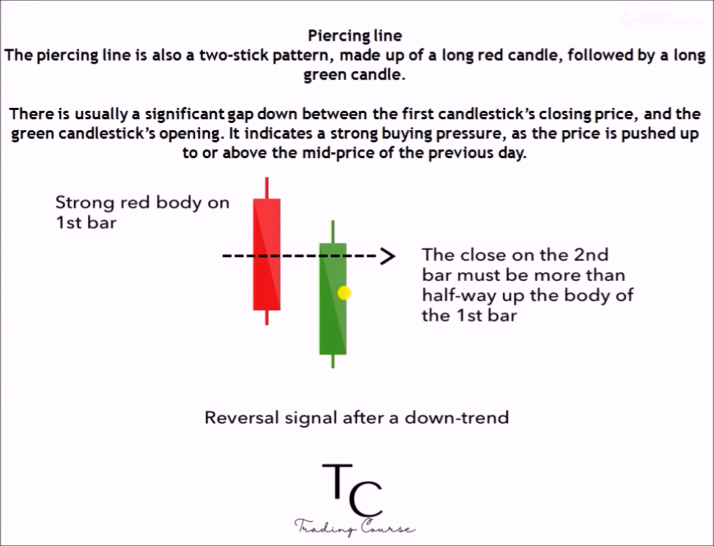Piercing line. The piercing line is also a two-stick pattern, made up of a long red candle, followed by a long green candle. There is usually a significant gap down between the first candlestick's closing price and the green candlestick's opening. It indicates a strong buying pressure, as the price is pushed up to or above the mid-price of the previous day.